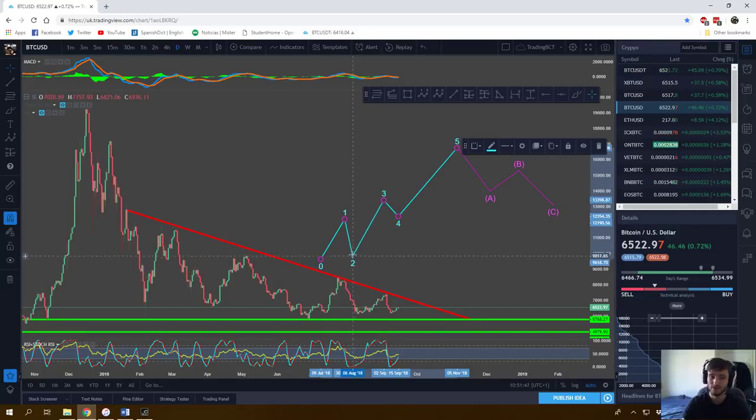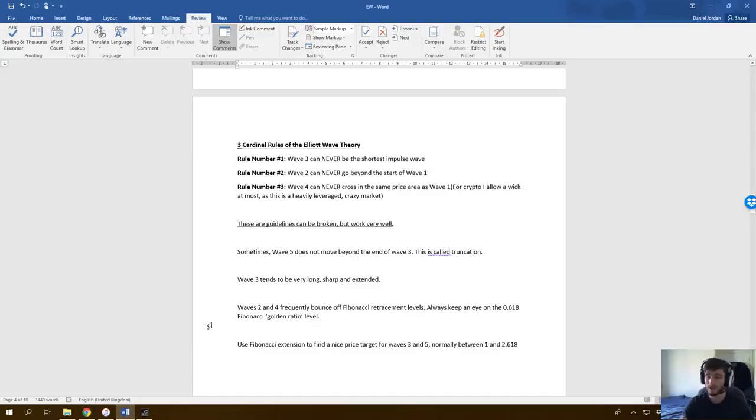Okay, so wave 2 would normally see a sort of 50% retracement, but it can never go beyond the start of wave 1. That would not be a valid count, and you would have to recount your impulse wave. Or look at it, maybe you're in a correction, etcetera. So wave 2 can never go beyond the start of wave 1. And rule number 3: wave 4 can never cross into the same price area as wave 1.